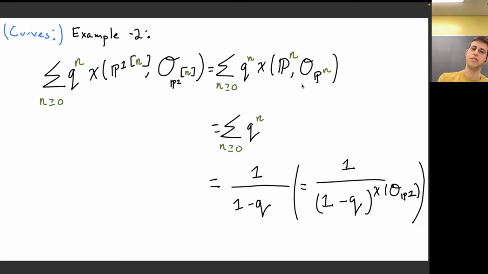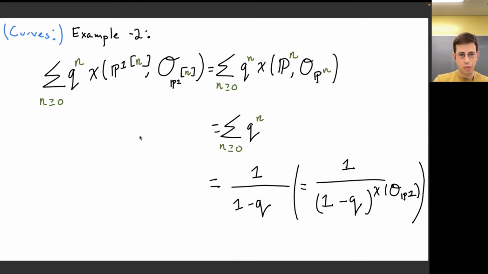So this series is just the sum of Q to the n, which I can write as 1 over 1 minus Q. It's the Laurent expansion of 1 over 1 minus Q. And note, another way to write this, kind of stupidly, is 1 over 1 minus Q raised to the power of the Euler characteristic of O of P1. Okay, so this is kind of example minus 2, and the numbers will increase.